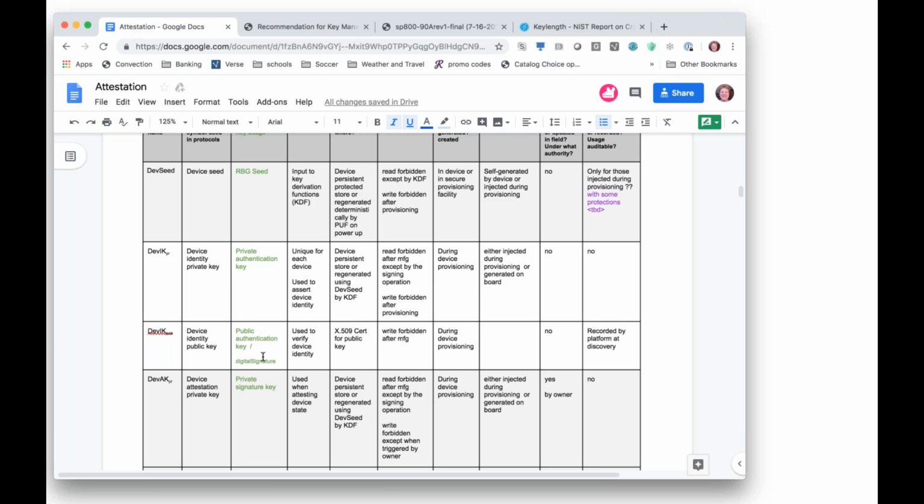Is there a link to this document shared somewhere? Yeah, it's in the wiki for the project. I can send it to you right now in the chat room. I think that should work. It's in our project wiki, in case you lose this link.